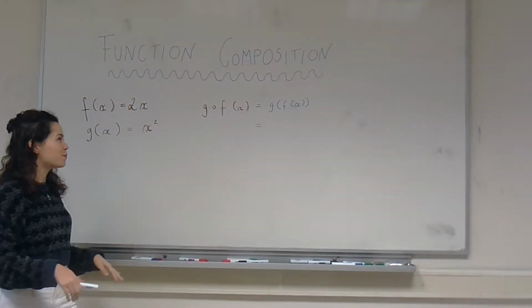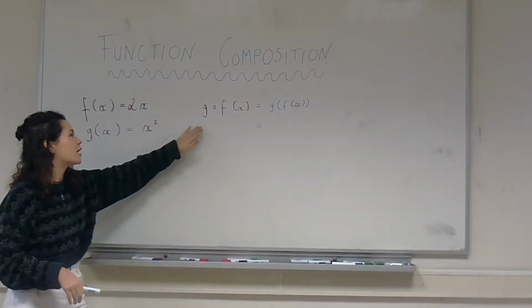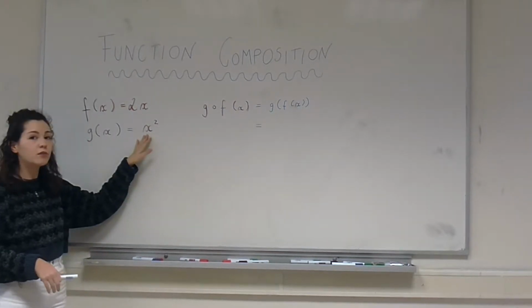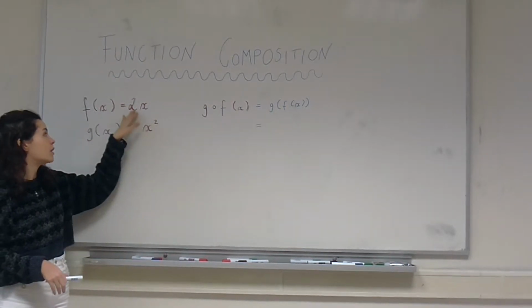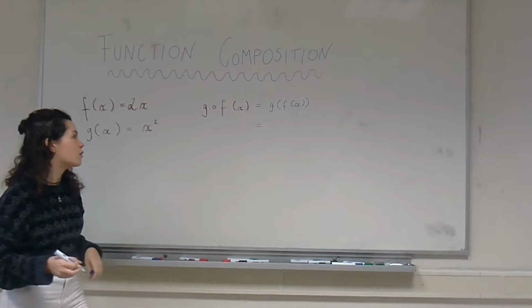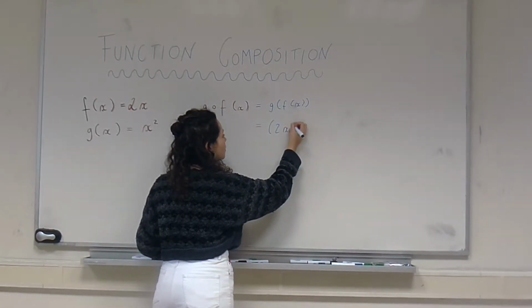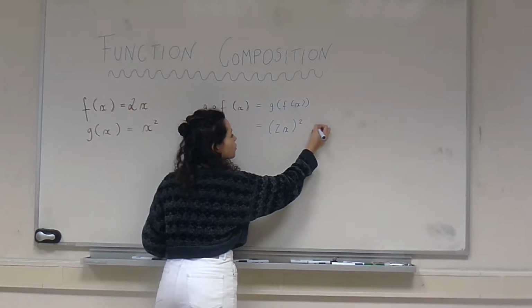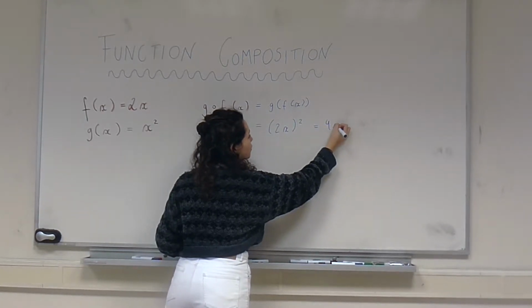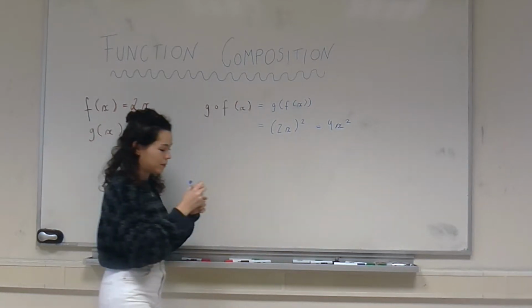And it can be very easily calculated by just taking your outside function and replacing x in your outside function with your inside function. So in this case, what you're going to get is this, which is just equal to 4x squared.